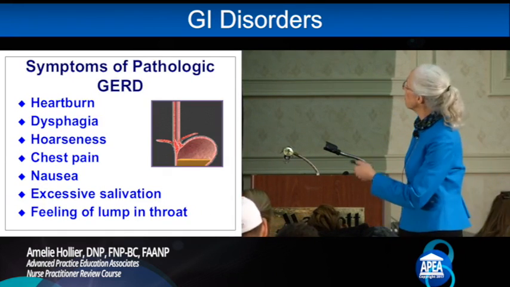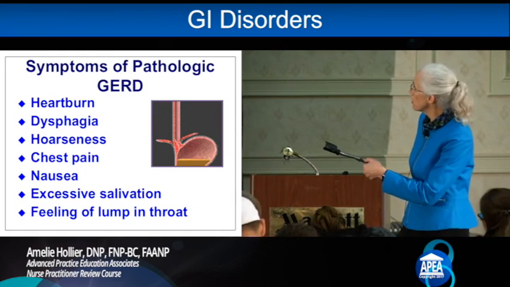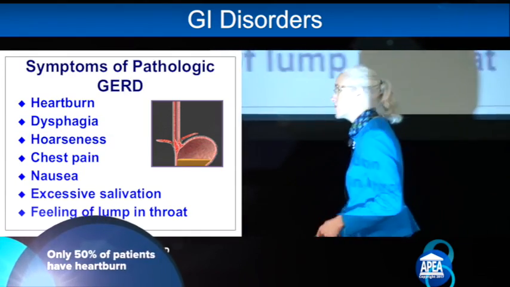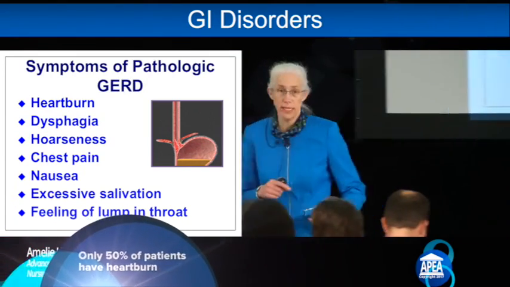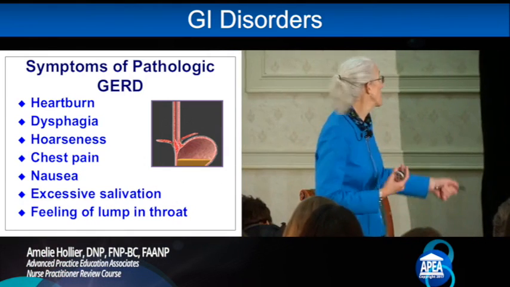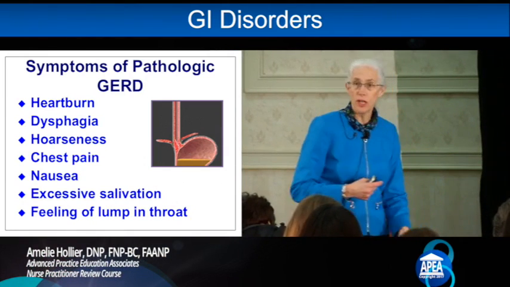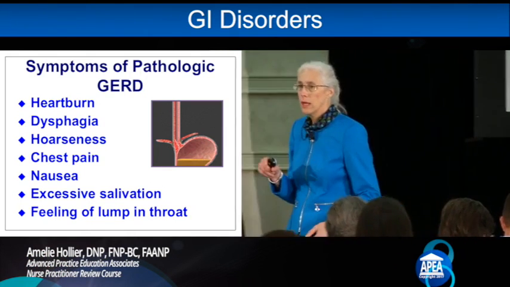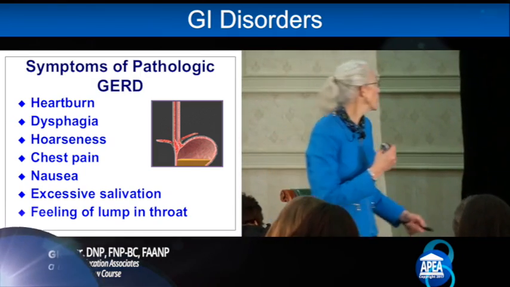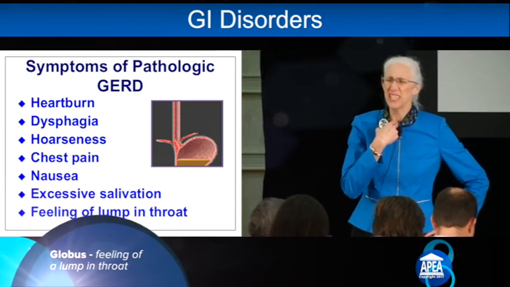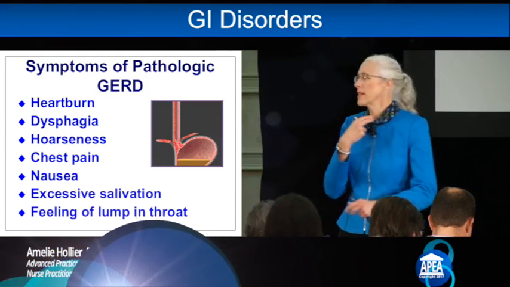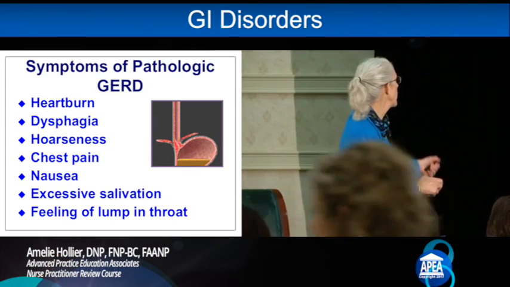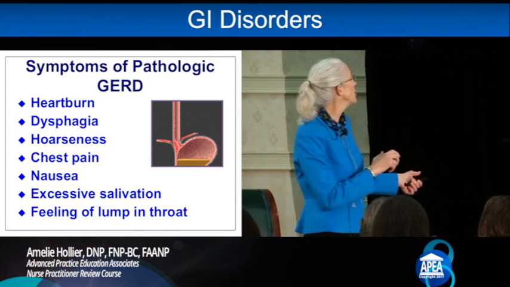So look at the symptoms of pathologic reflux. Heartburn is certainly at the top of the list, but only about 50% of patients who have GERD actually have heartburn, a pyrosis, right? 50% of them don't have that symptom. They have one or more of these others. There's a term you need to know, and the term is globus. It refers to the feeling of, there's a lump in my throat. When I swallow, it feels like there's a lump in my throat. That's a classic finding in patients who have reflux disease. They may or may not have some of these others.